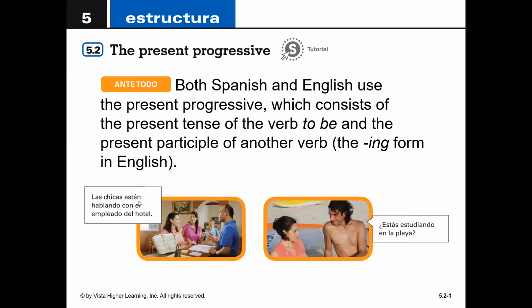It says, las chicas están hablando con el empleado del hotel. So están hablando means are talking, right? They are talking. And in this photo, ¿estás estudiando en la playa? So he's asking her, right? Are you studying? So we have estás estudiando. So here's the form of to be, which is estar, and the present participle, which is estudiando.